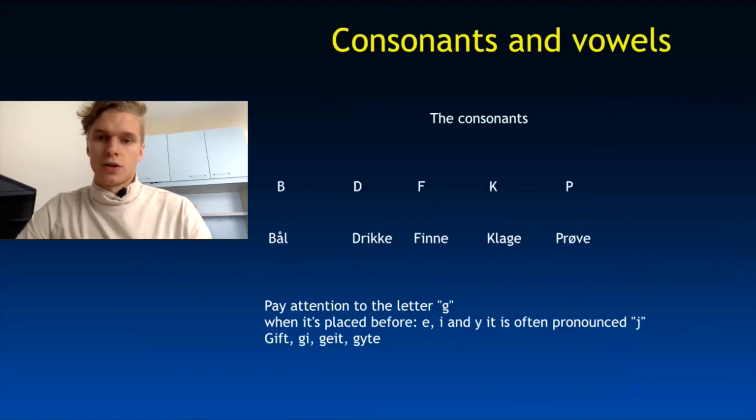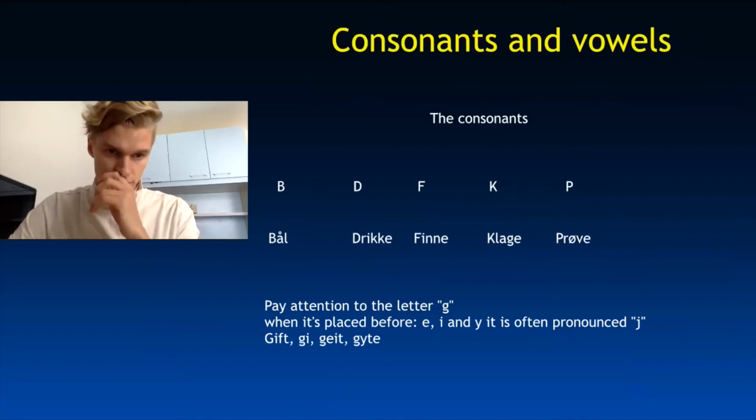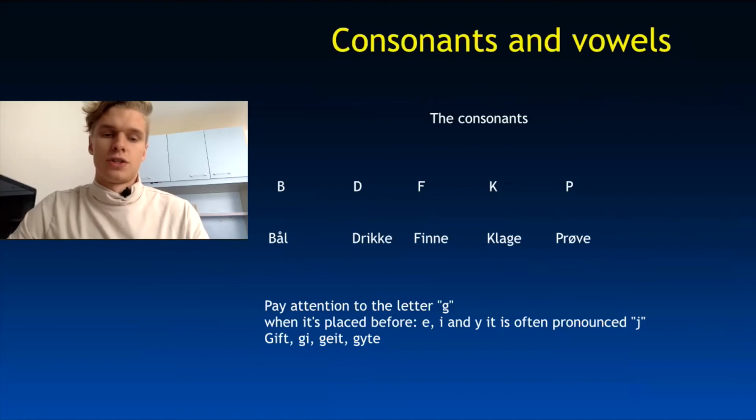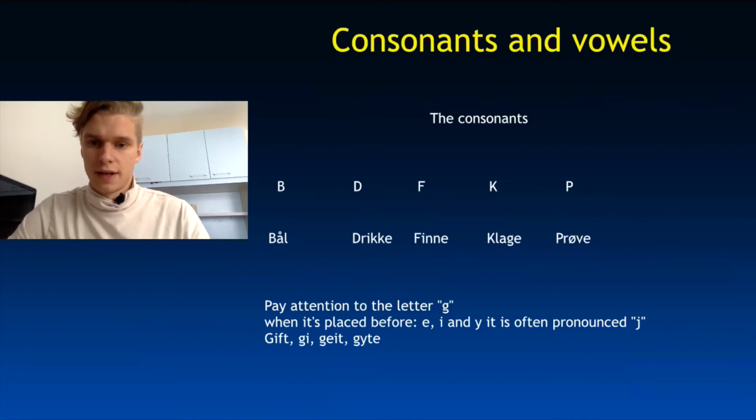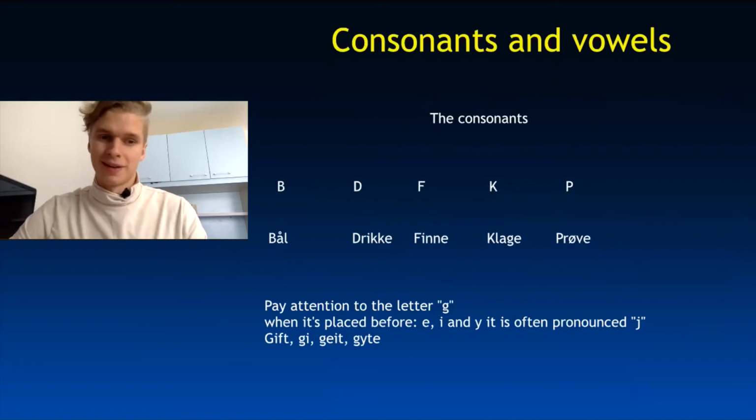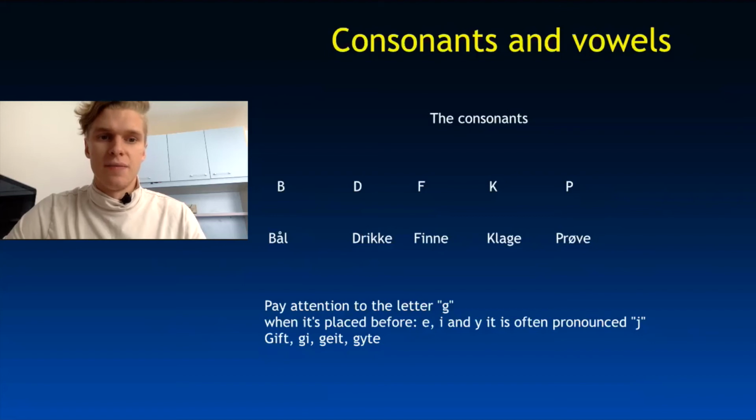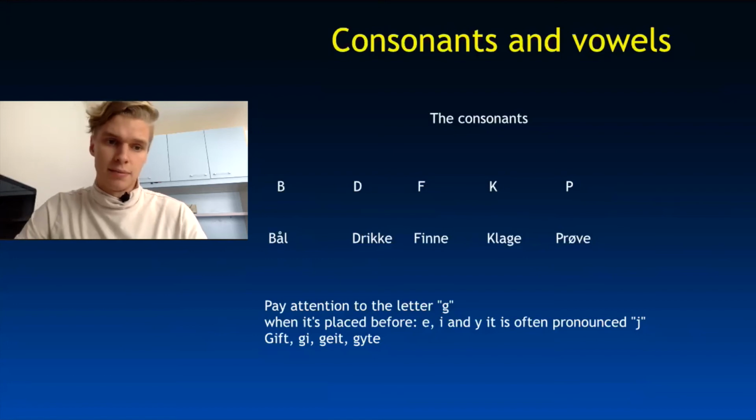So what about the consonants? The vowels show you the rules. The consonants are pretty standard because we just pronounce them normally. It's going to be like this: the B, D, F, K, and P. So B, bål. Look at the bål. Drikke. Finne. Klage. Prøve. They're pretty similar to the letter itself here. You can see it's pretty standard.